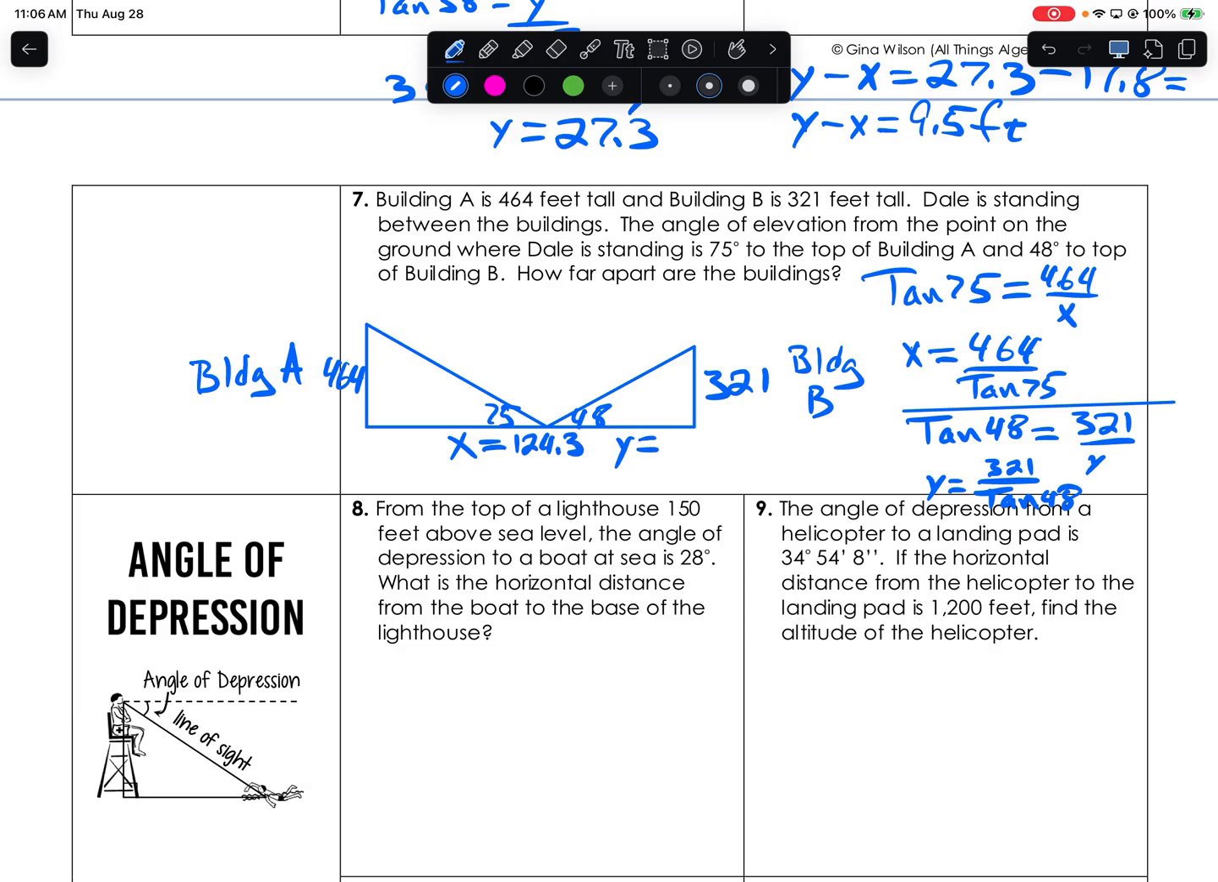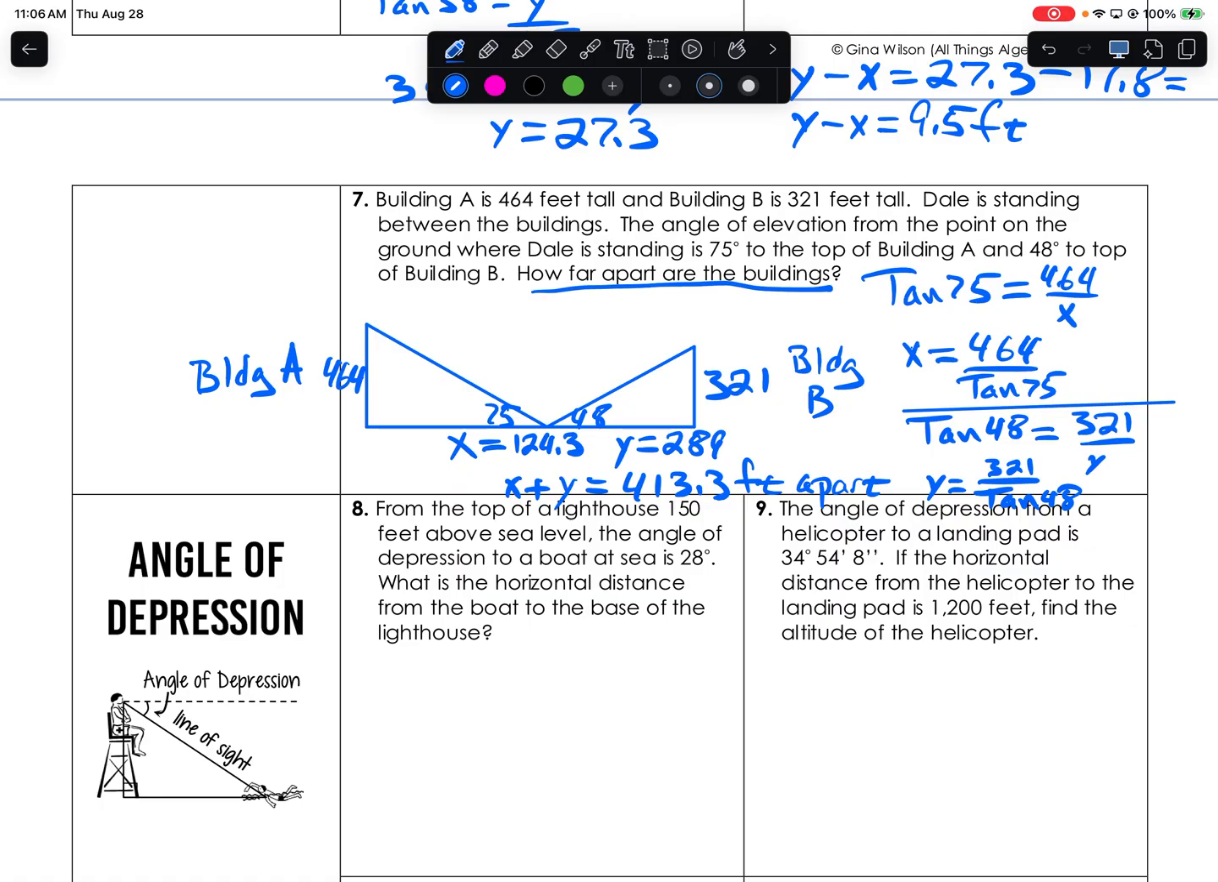124.3. And Y? 289.02. 413.3. So X plus Y, I just wrote the final answer down. I didn't write the whole thing. 413.3 feet apart. They say how far apart are the buildings? They're 413.3 feet apart.